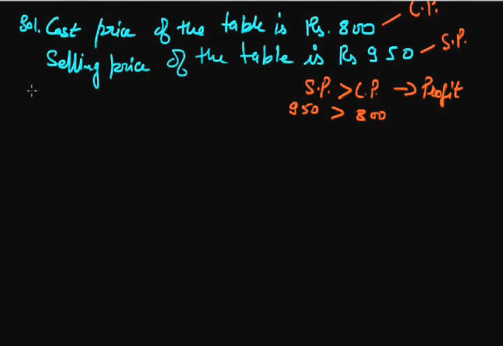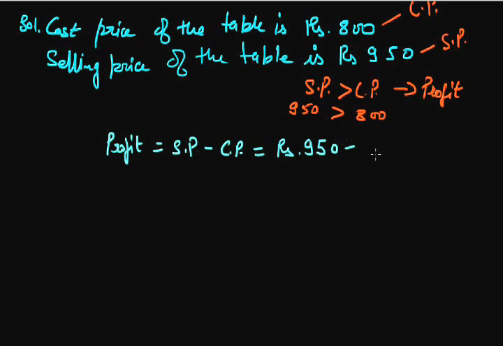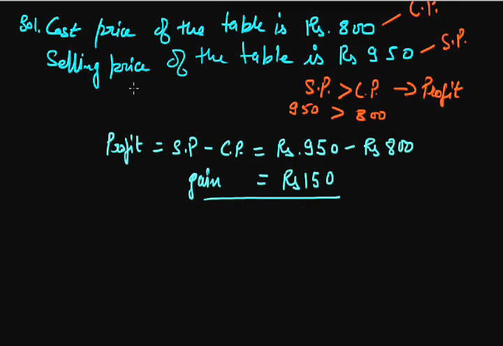So we can easily calculate the profit. The profit is equal to the selling price minus the cost price, since the selling price is greater. So it will be equal to rupees 950 minus rupees 800. So it will be equal to rupees 150. So he is making a profit or gain of rupees 150. Just now we have calculated the gain. Now we have to calculate the gain percent.